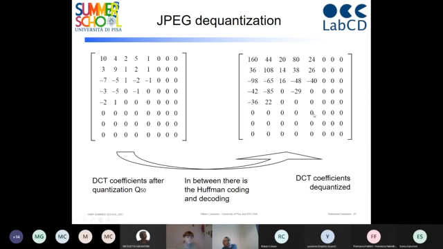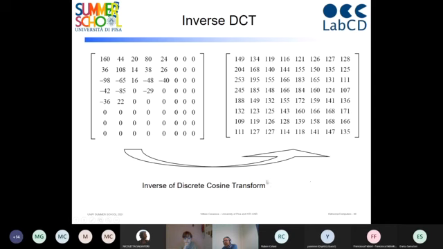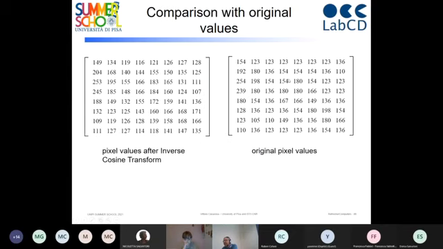This is the information that was lost, that was thrown away. However, and this is the trick, the magic, when you go through the inverse cosine transform, meaning you go from the frequency to the space domain again, now you get the real values of the pixel. And if you compare them with the original, you see that there is some difference, but not that much. So here you have 154, here you have 149, 134, 123.